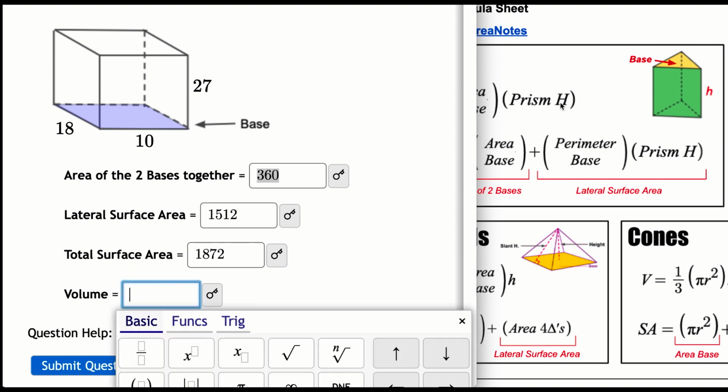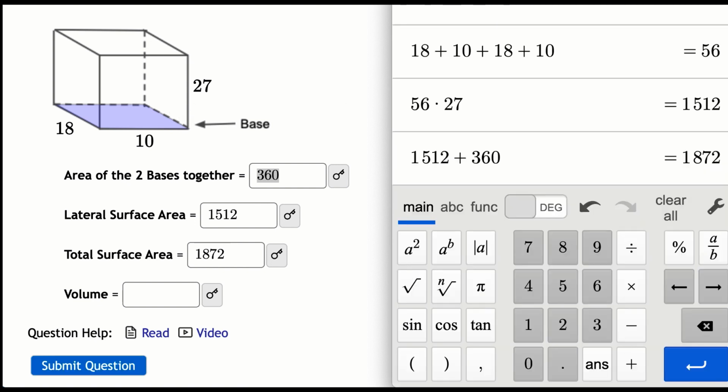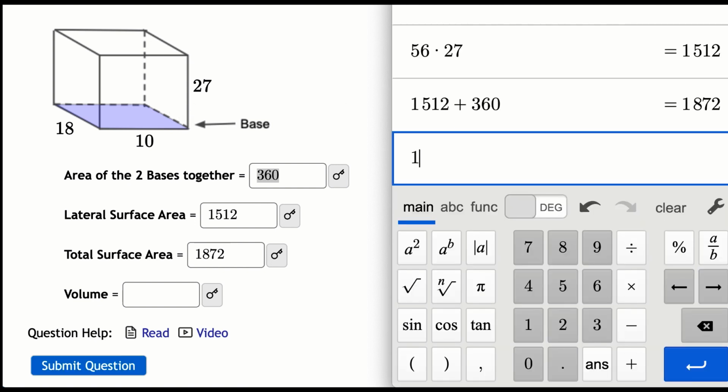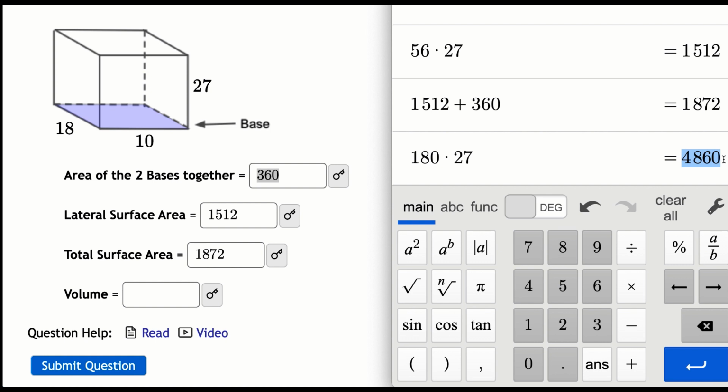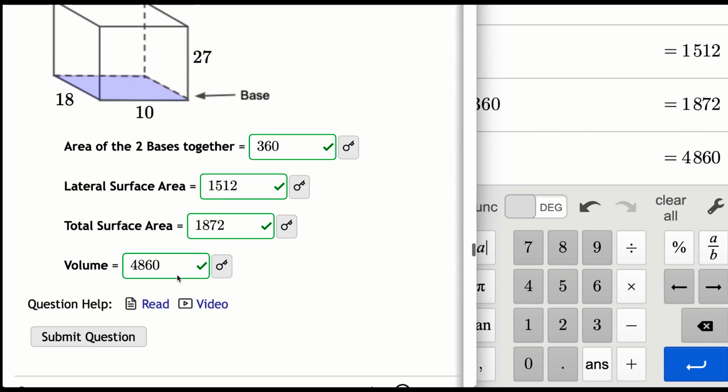Lastly, we want to try to find the volume. Using your volume formula for prisms, you're going to take the area of your base, which for me is 180, times my prism height, 27. So I'll go to my calculator and take 180 times 27. That's my total volume of my shape. So whatever the volume units are, it's going to be cubic units of whatever I forgot, okay? Submit your question, hopefully you get that to turn green.